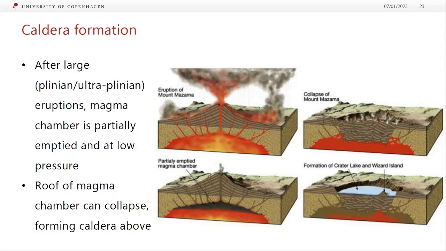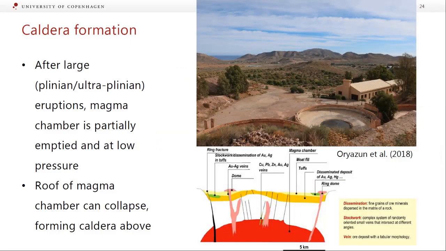And if the roof collapses in, you get this kind of big circular depression, and you get these things called ring faults at the side, where the roof has basically slid down through. They often end up filled with lakes afterwards because they're pretty low. And you've actually seen one of these in Spain.